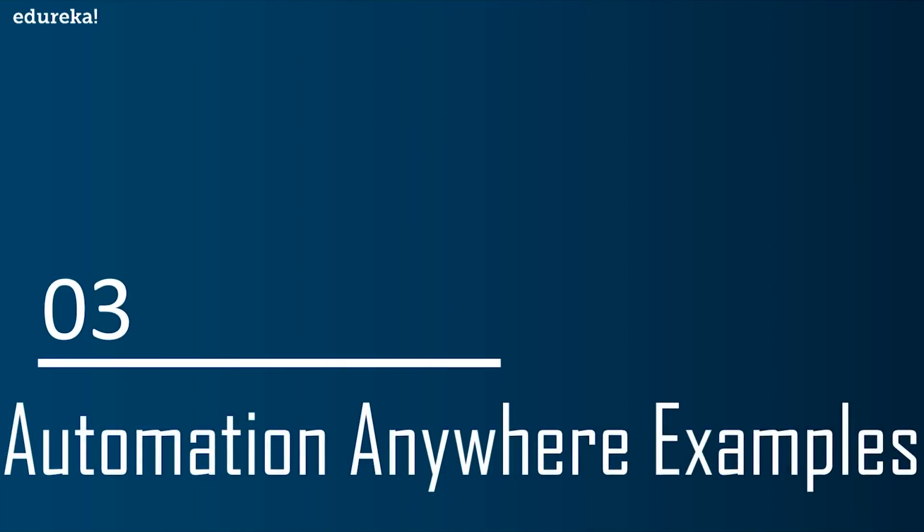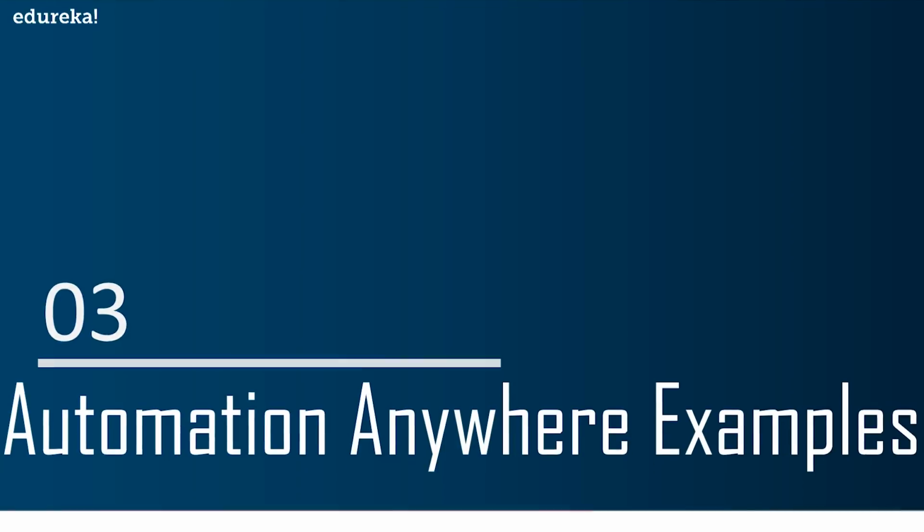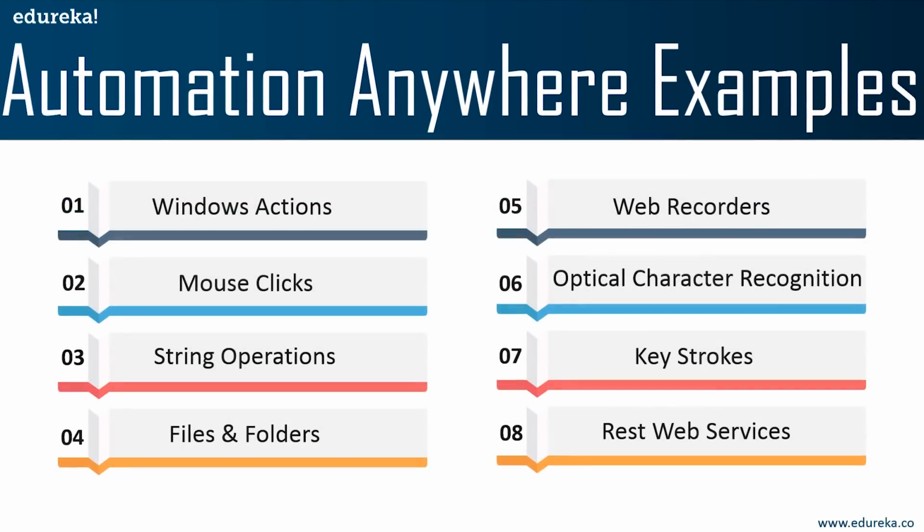Now let's move forward with our next topic, the main topic for the session, the Automation Anywhere examples. In this session, I'll mainly be focusing on two subtopics in the examples. In the first part of the section, I'll be talking about the different action commands that you can use to automate simple tasks.